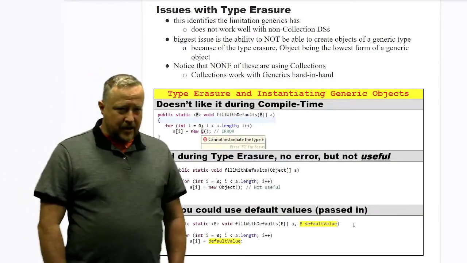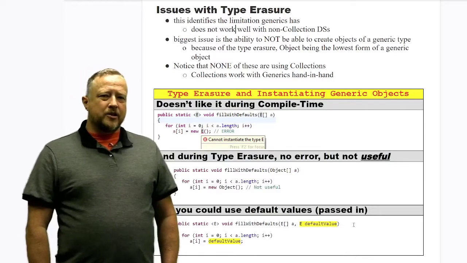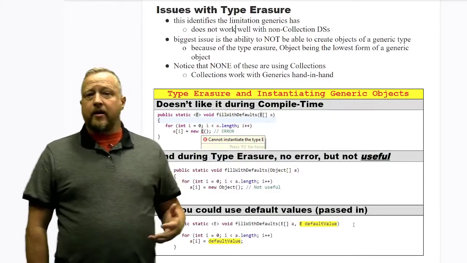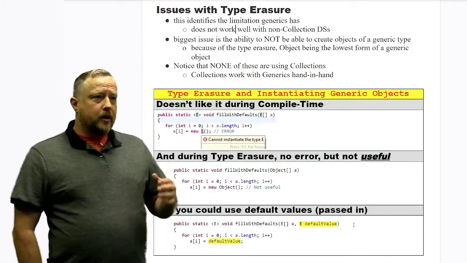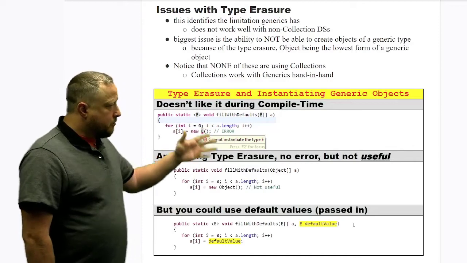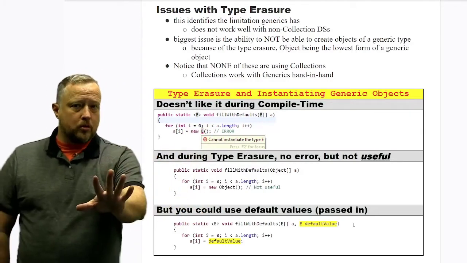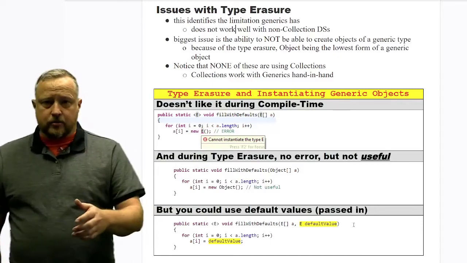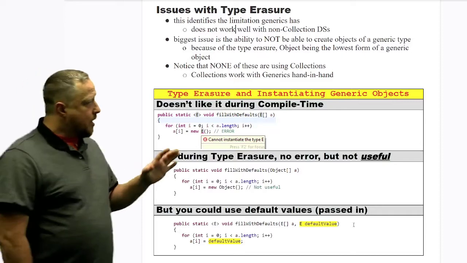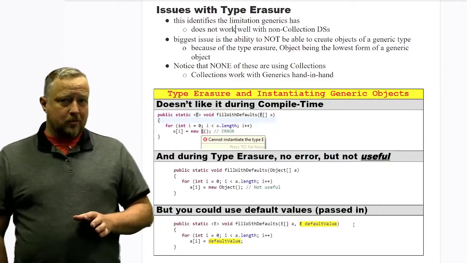So there are limitations to type erasures, and especially with the generics that type erasures work with. You'll notice in the code that I'm giving here, all I'm trying to do is create a very simple array of generic values. That's all I'm trying to do. Now notice, I'm not using collections, and that's going to be a problem.